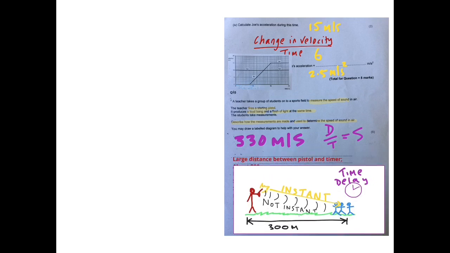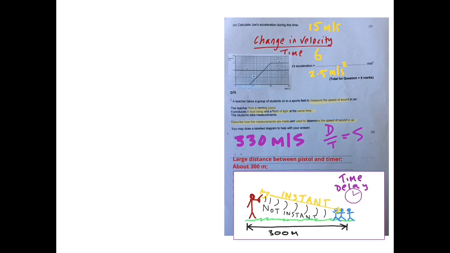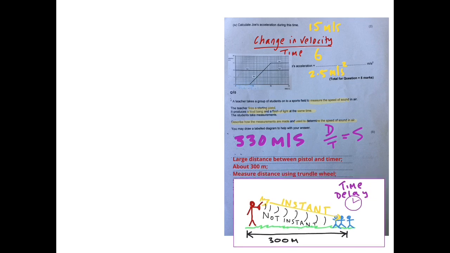So, firstly, we need a large distance between the pistol and the timer. We've just said that. About 300 meters. You measure the distance using a trundle wheel. This is a terrible drawing of a trundle wheel. I don't know if you've seen one, but they're basically a round disc that clicks every time it travels a meter. You could also use GPS or something like that on your mobile phones these days. With modern technology, you can include that in your answer.